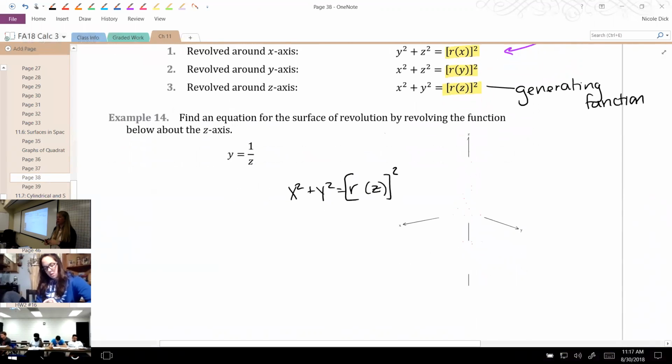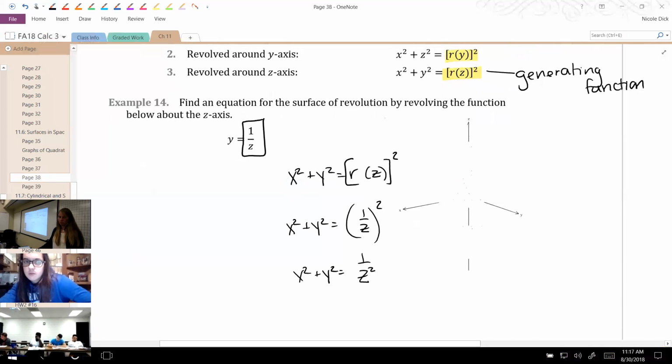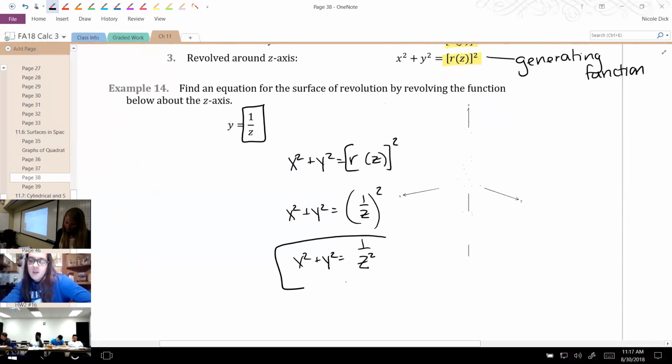Really, all we have to do is replace that radius, or generating function, and we want it to be in terms of z. So it's just substitution. We take that 1 over z function and plug it into this equation. Then if we simplify a little bit, we get that, and that's it. That's our final answer. It's pretty simple. Okay, cool. And this is a lot nicer than the other ones.